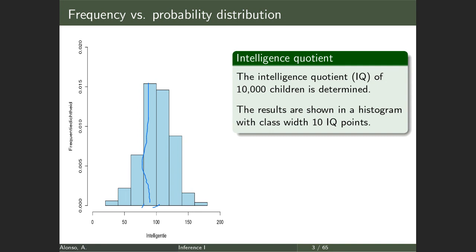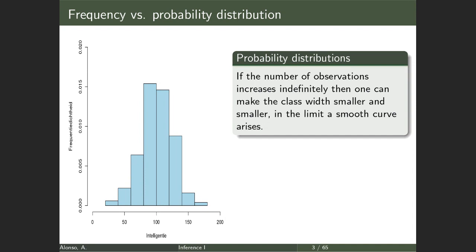Now, suppose that you start gathering more information about more children. So you have this study, but not with data on 10,000 children, but on 50,000 children, on 100,000 children, and so on. It's a conceptual experiment. It's not a real experiment.